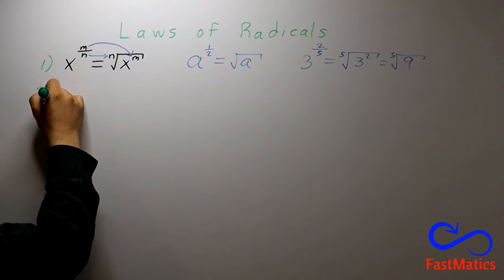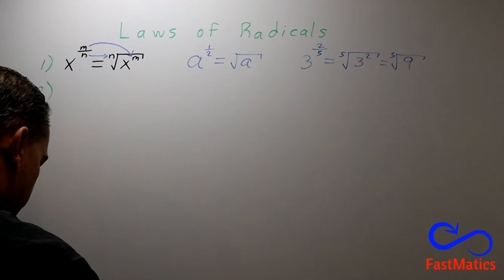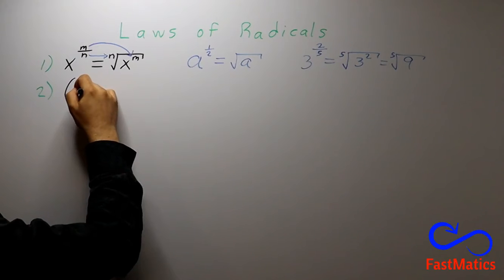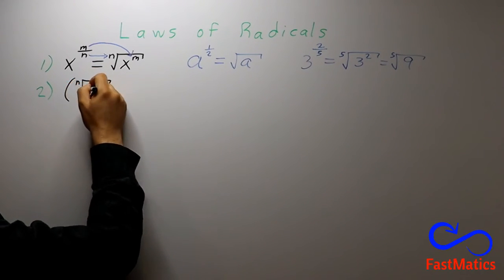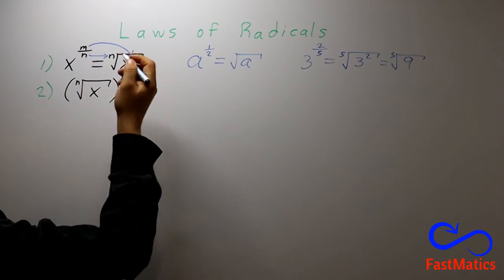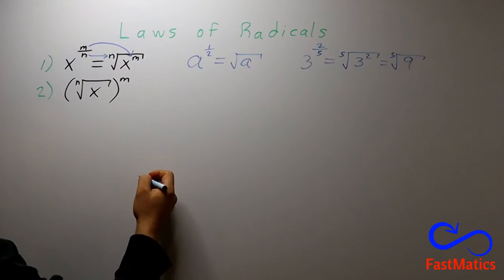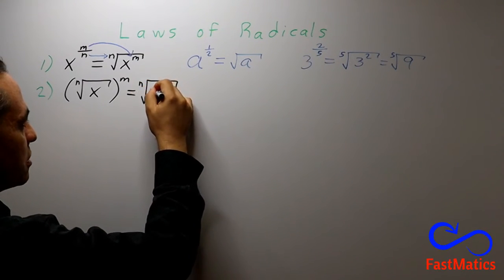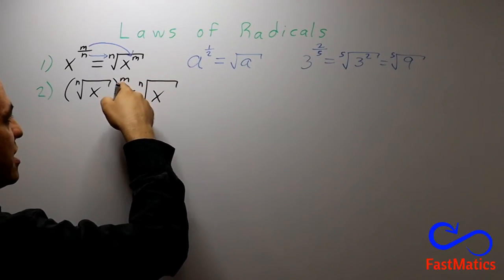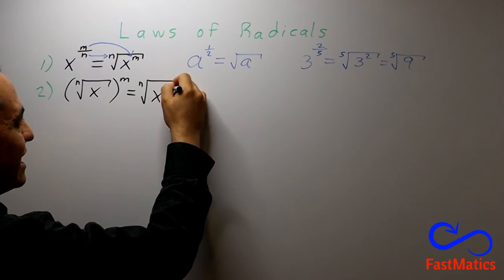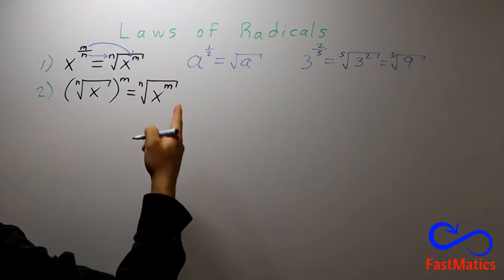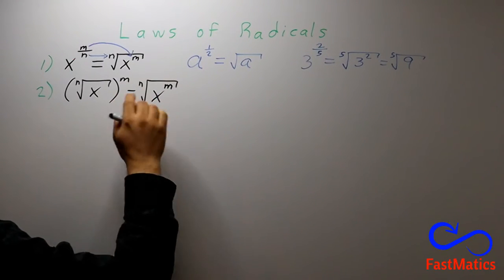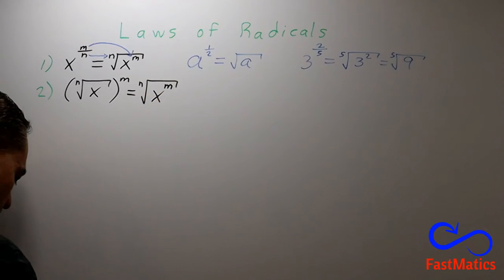The second law, we can say that if we have one root raised to the m power, you can write it as the nth root, but the exponent will be inside the root. It is the same. You can put the exponent outside the root or inside the root.